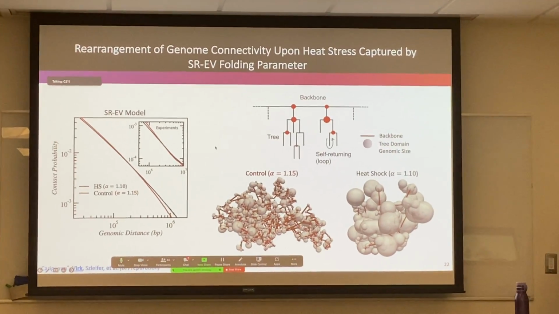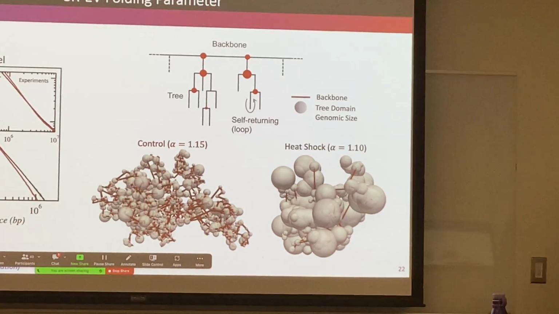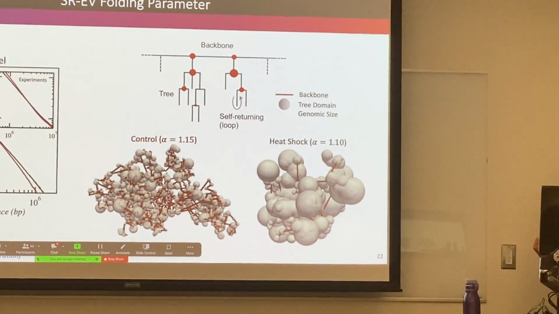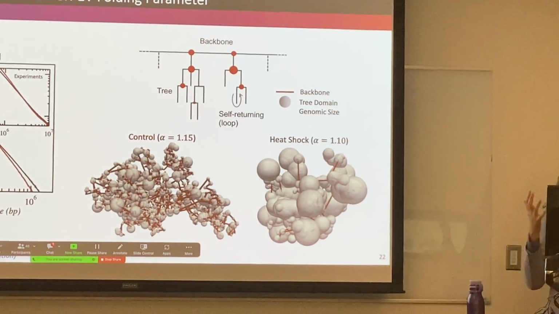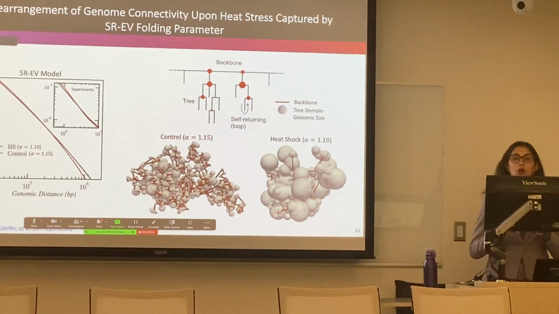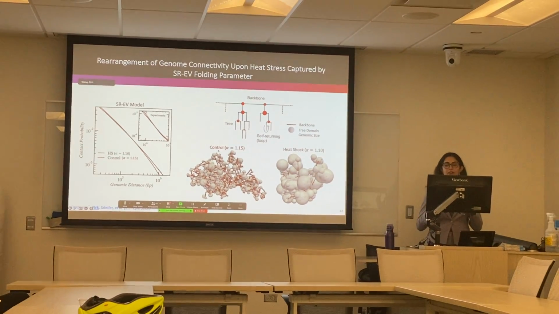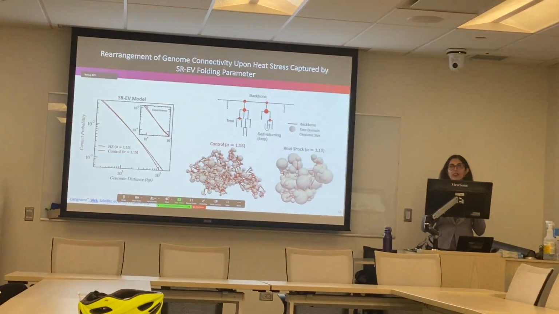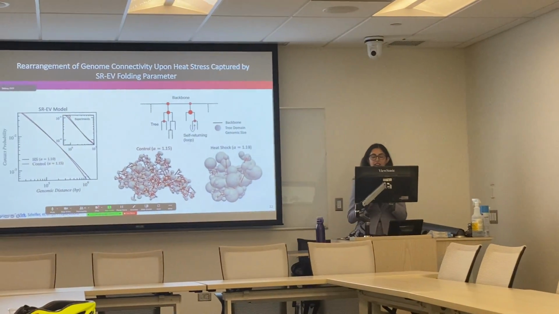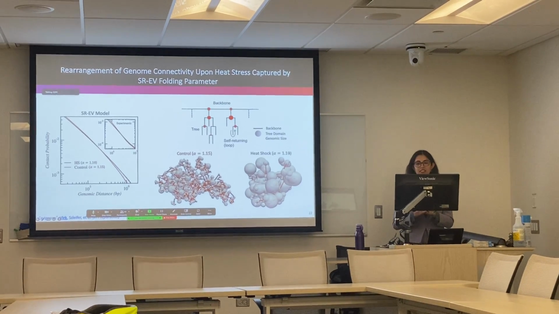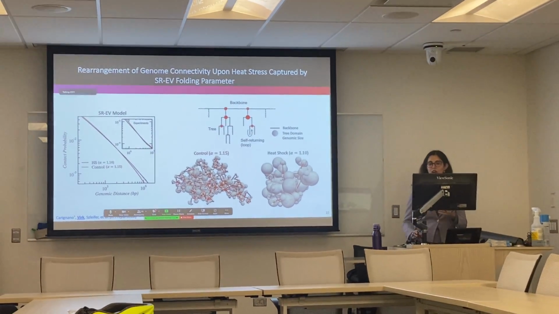So altogether, what we've been able to observe is that upon heat stress, the overall structure can still be described by SREV statistics, but the folding parameter alpha is what is changed here. And when we visualize one conformation of SREV for the control versus heat shock condition, we can really see stark differences in the overall statistics and connectivity of the chromatin polymer.